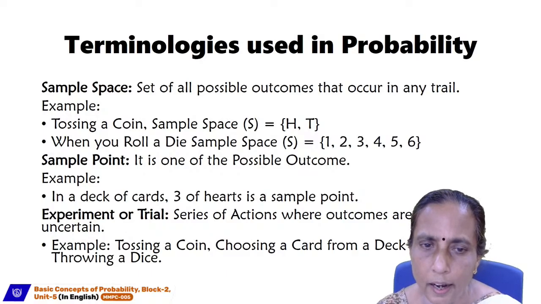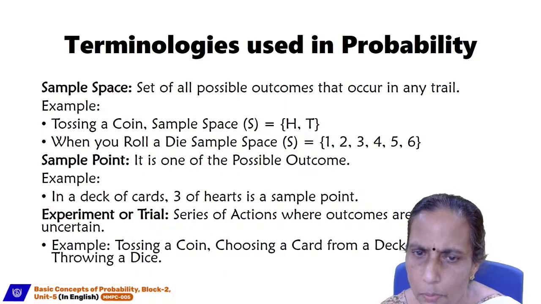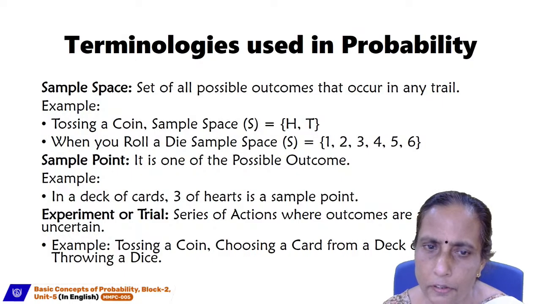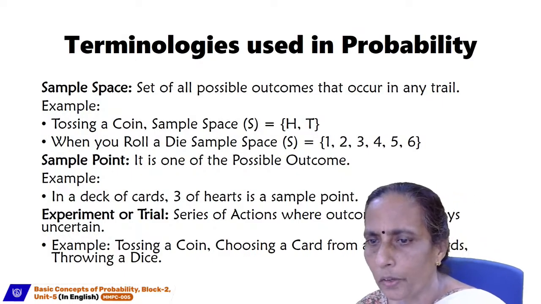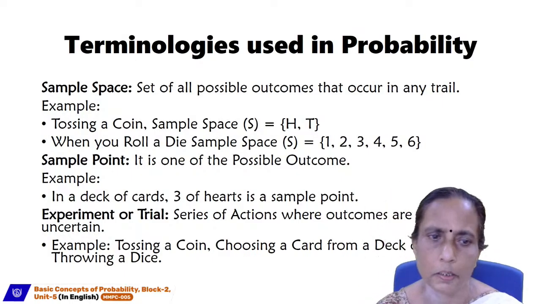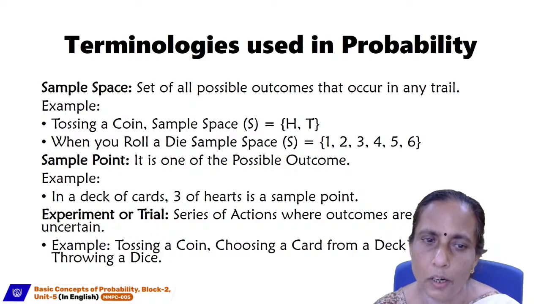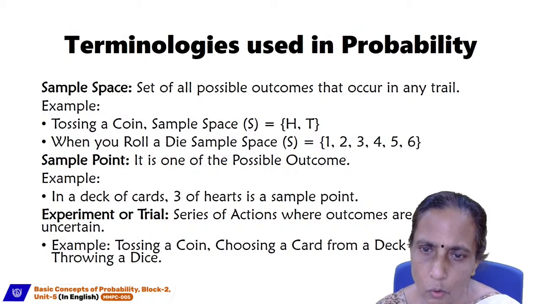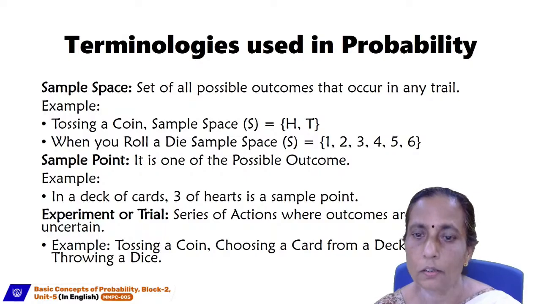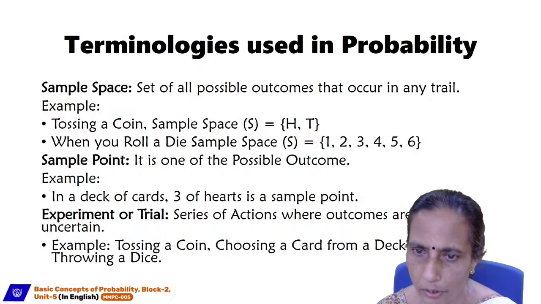Similarly, if I am rolling a dice, which has six faces 1, 2, 3, 4, 5, and 6, my sample space is the set of all the six numbers. But any one of the possible outcomes which can occur is called a sample point.